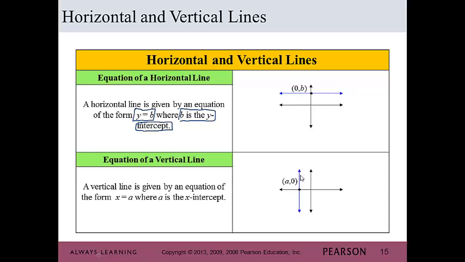The vertical line goes up and down, so it's going to cross the x-axis. And where it crosses is the x-intercept. So you get the equation x equals a, where a is the x-intercept. So since horizontal goes left to right, it crosses the y-axis, and it's the equation y equals b. Since vertical goes up and down, it crosses the x-axis, and it's the equation x equals a.